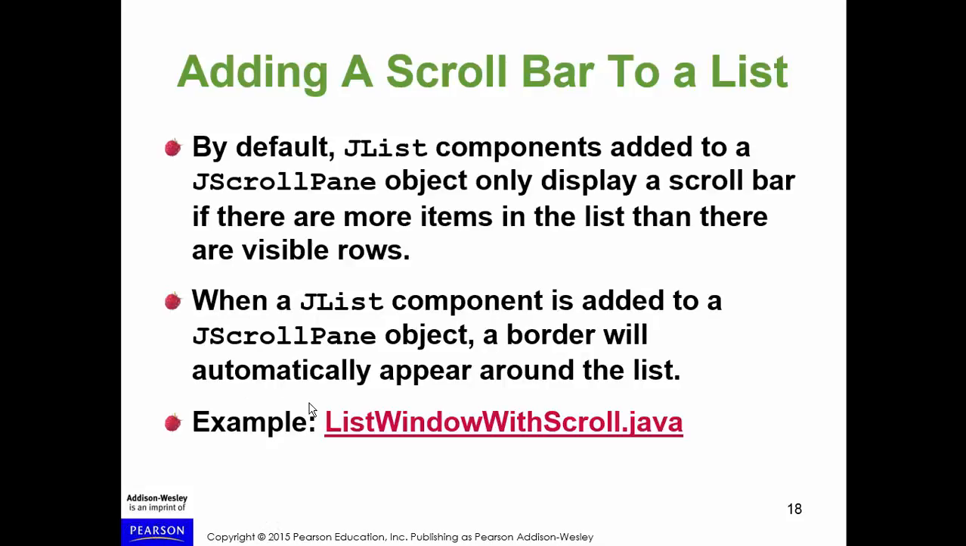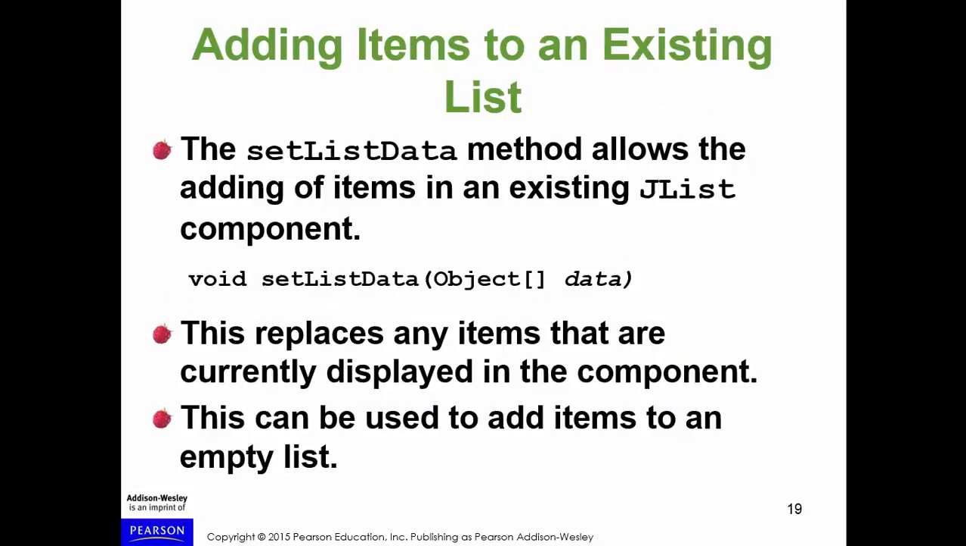All right. Notice that by default, JList only adds a scroll pane object. So it only adds those scroll bars if they're needed. Okay. You can force them to go in there also if, for whatever reason, that's what you want to do.